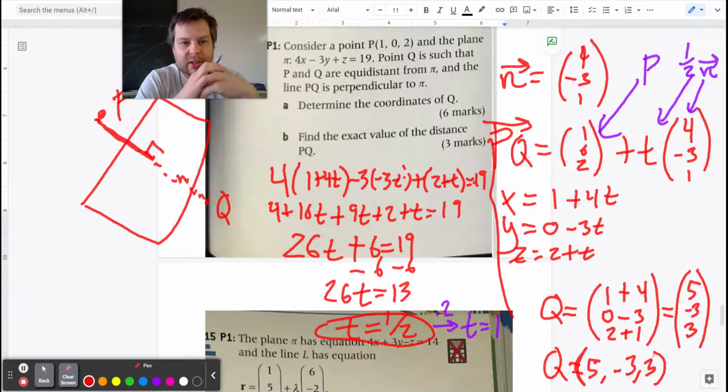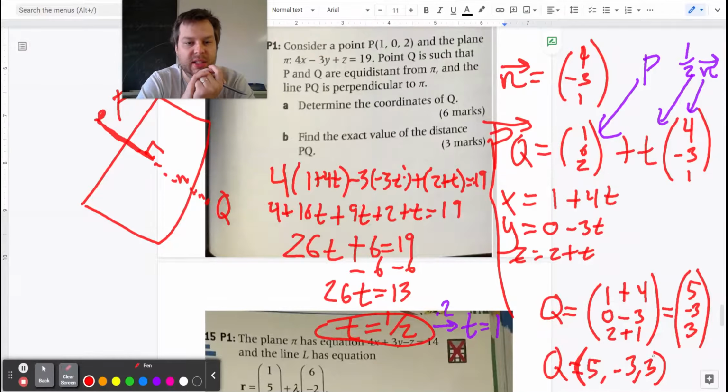It is on the other side of the plane, and it is equidistant from the plane because we just moved along the normal vector. And we moved 1/2 t, which got us from point P to the plane. So another 1/2 t got us from the plane to point Q.